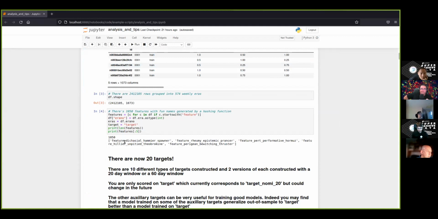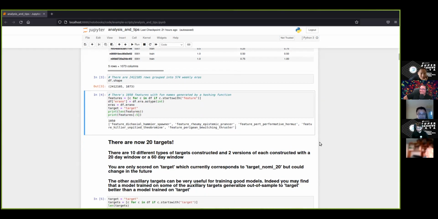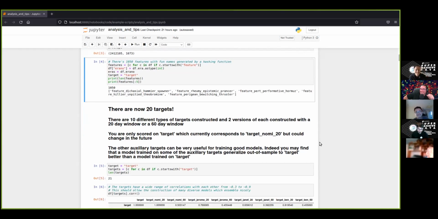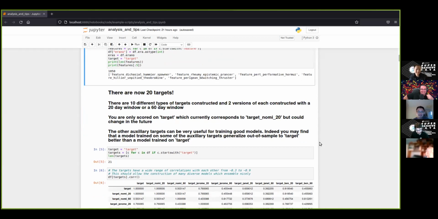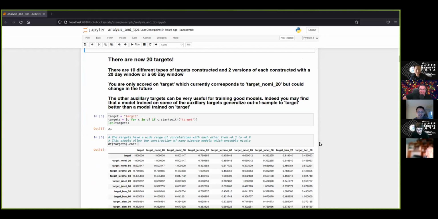You can see that the new feature names are pretty interesting and fun. Hopefully there's nothing offensive in there. We'll see. Give the folks a little time, they'll find it. I don't think I've actually read all the 1,000 feature names, so I won't be surprised if someone finds something funny.